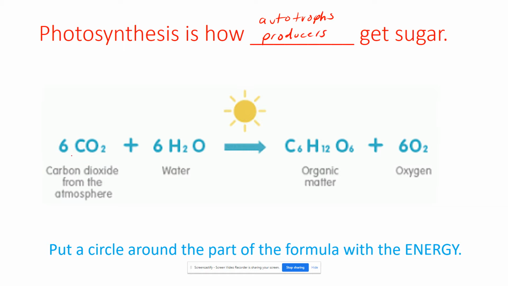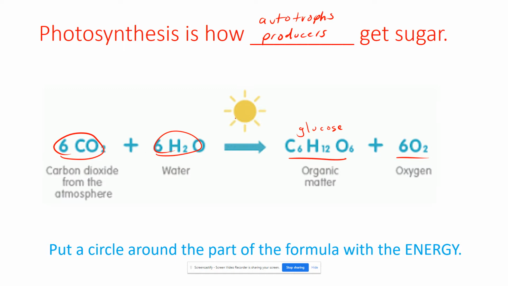So just as a review, it takes 6 carbon dioxides and 6 waters to make a glucose molecule, okay? This is the sugar that the plants are making for themselves. Also, what happens is oxygen is made, which is a byproduct. The oxygen is released from the plant. Plant doesn't need it immediately.